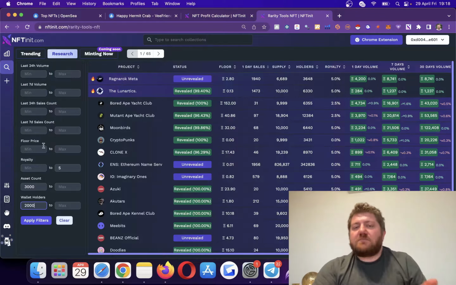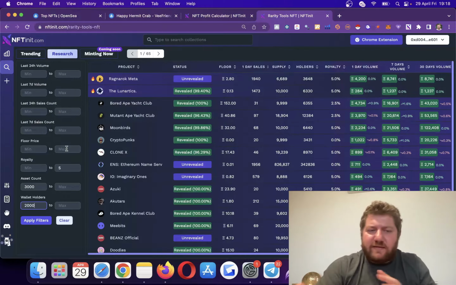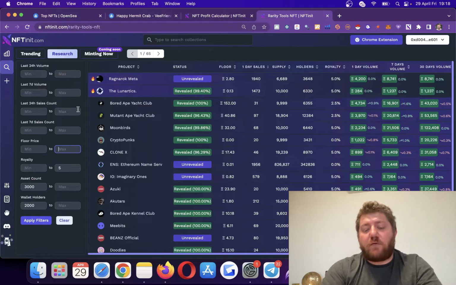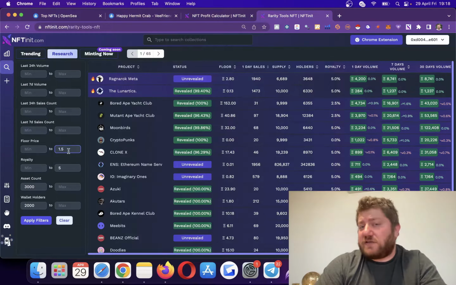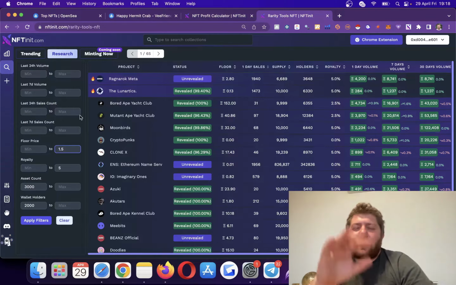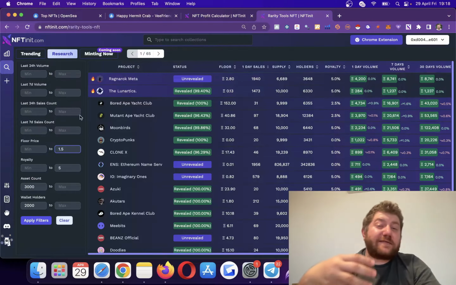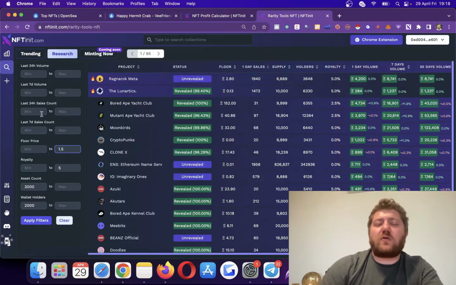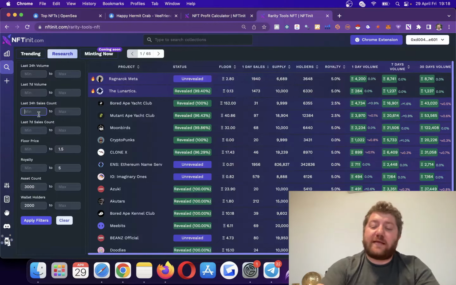And maybe I don't have so much budget. I'm just starting out. So I want the floor price to be a maximum of 1.5 Ethereum, which is actually quite big. And I want the collection to have some movement. So I want it to have sold at least 25 in the last 24 hours.